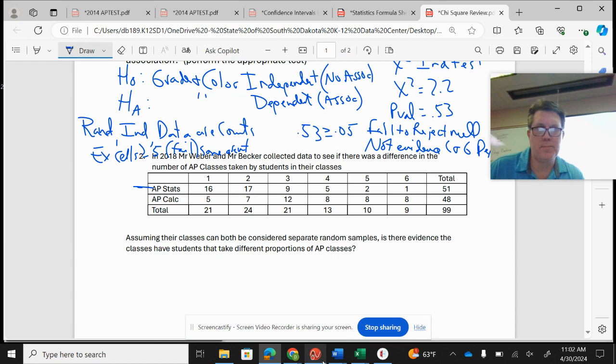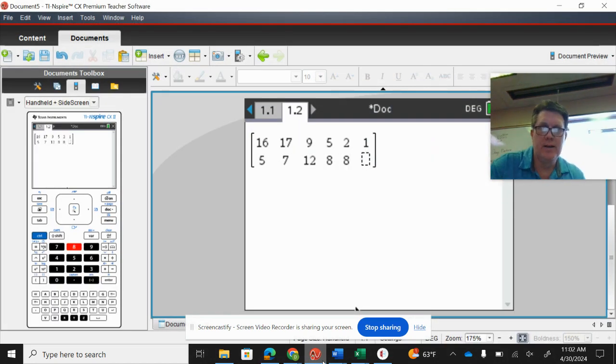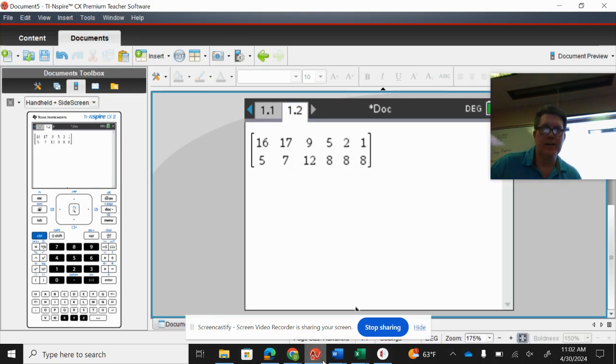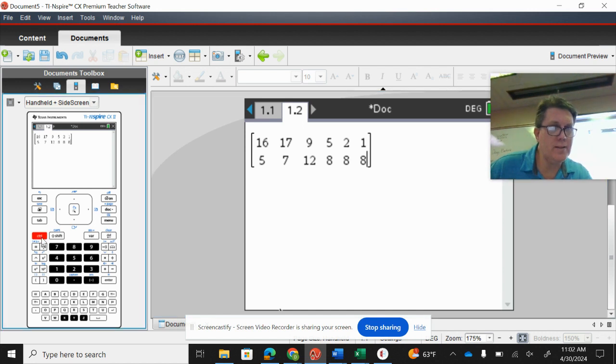Bad example on my part to not get those to work out. 8, 8. Okay, so number of AP classes taken by their students. I should change that 1 to a 2 or something like that, but we're going to proceed anyway. So a lot of times if you don't meet an assumption, it gives us that opportunity to say, well, we're going to proceed with caution, meaning maybe our results aren't valid.